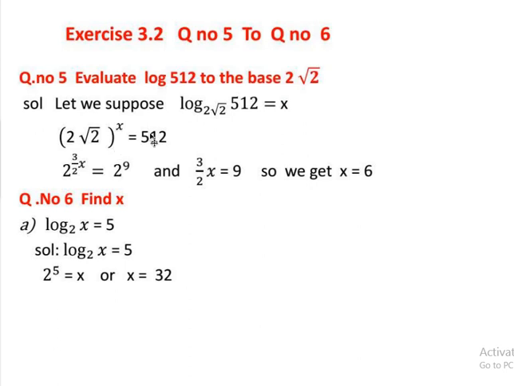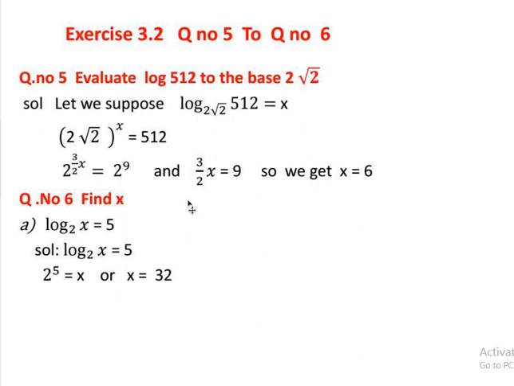Now students, when we prime factorize 512, we can write it as 2 raised to the power 9. If we use the law of equality, if bases are equal, then their powers are also equal to each other. That's why we write 3 by 2 x is equal to 9. Now this 2 is dividing, so when we shift it to the right hand side, it becomes 9 twos are 18, and 3 is multiplying, so on the right hand side we divide. So at the end we get the final result, x is equal to 6.